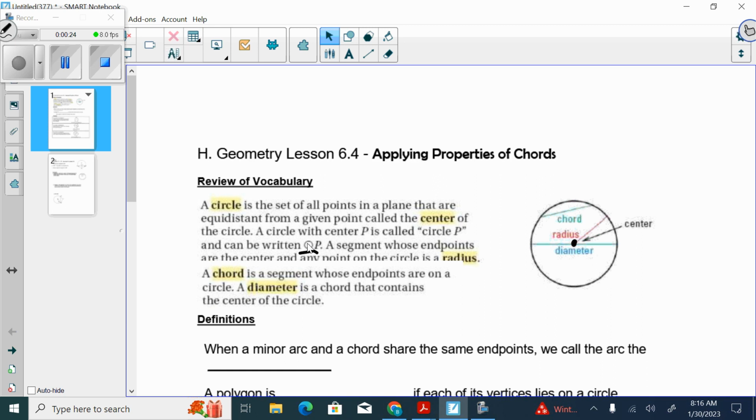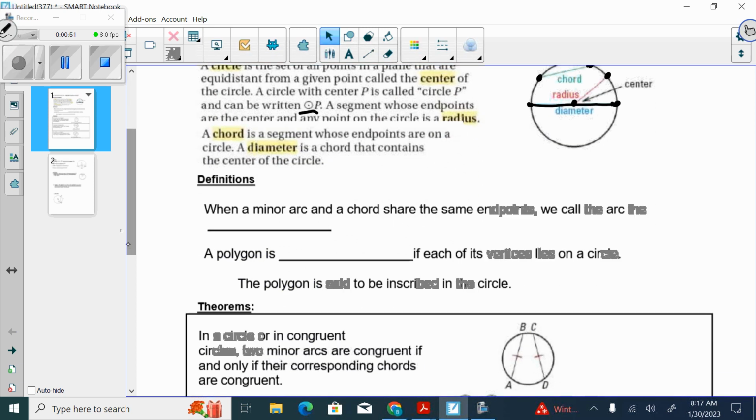A segment whose endpoints are the center and some point on the circle is a radius, and a chord that has both endpoints on the circle and goes through the center is called a diameter. So a diameter is just a type of chord because it has both endpoints on the circle, but specifically goes through the center. All right, so then we go on to say that when a minor arc and a chord share the same endpoints, we call it the arc of the chord.